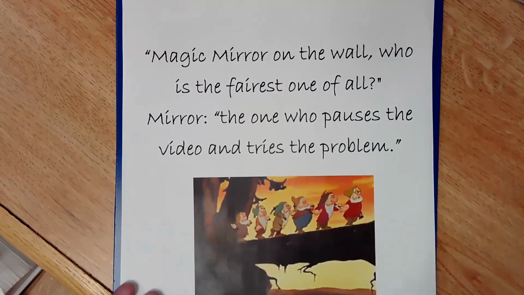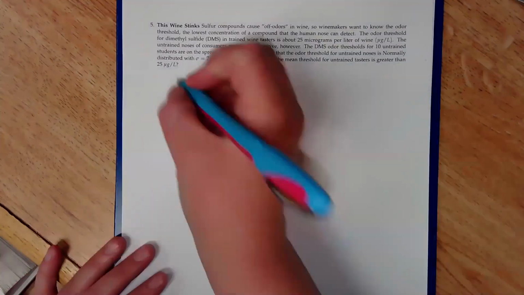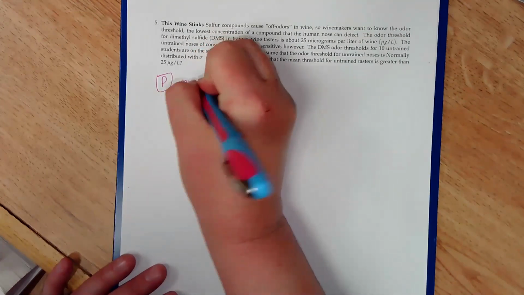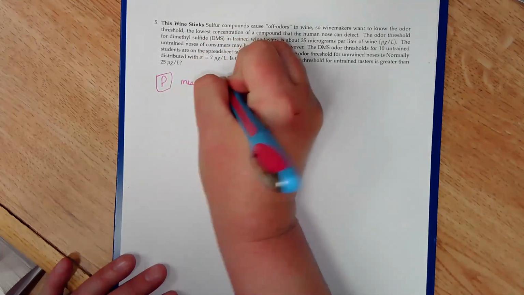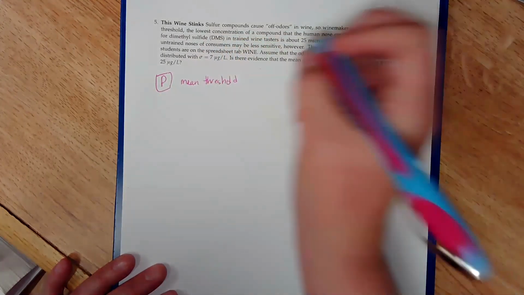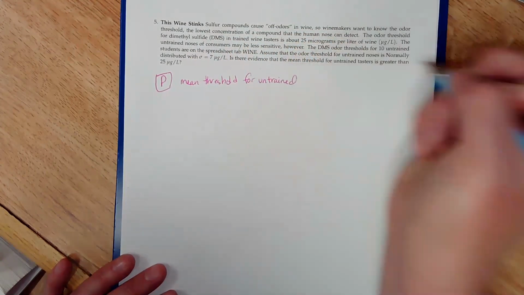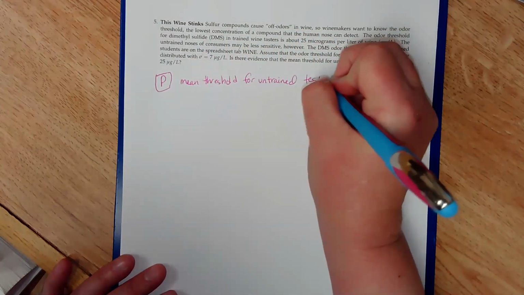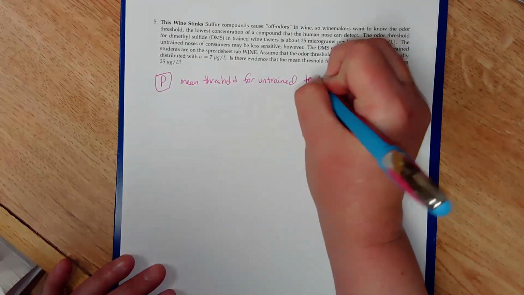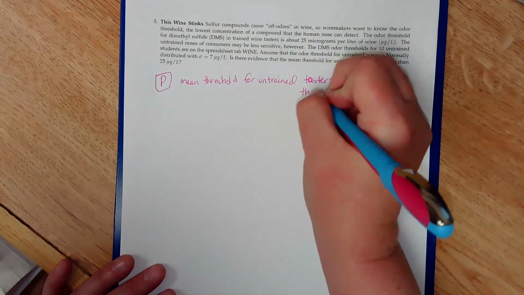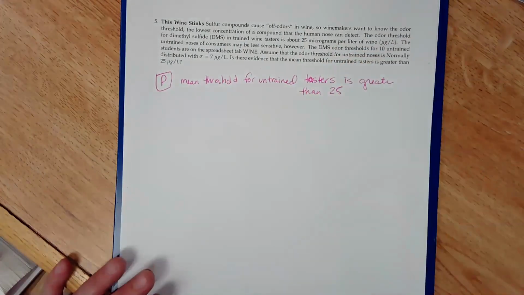All right, so let's go ahead and see if we got similar results here. So the P for phantoms, what are they asking us to do? We're looking at testing the claim that the mean threshold for untrained tasters is greater than 25. Okay.